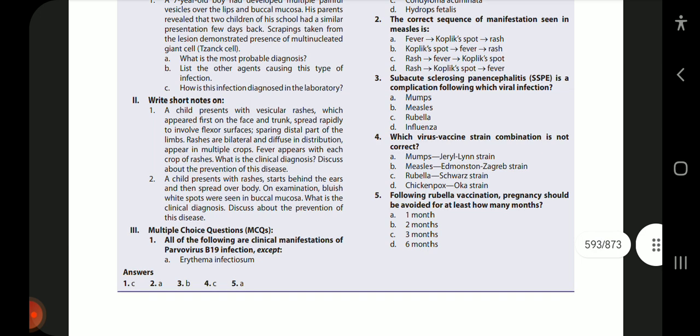Subacute sclerosing panencephalitis (SSPE) is a complication following which viral infection? It is measles. Which virus vaccine strain combination is not correct? It is rubella Schwartz strain. This is wrong. Following rubella vaccination, pregnancy should be avoided for at least how many months? It should be avoided for at least 1 month.